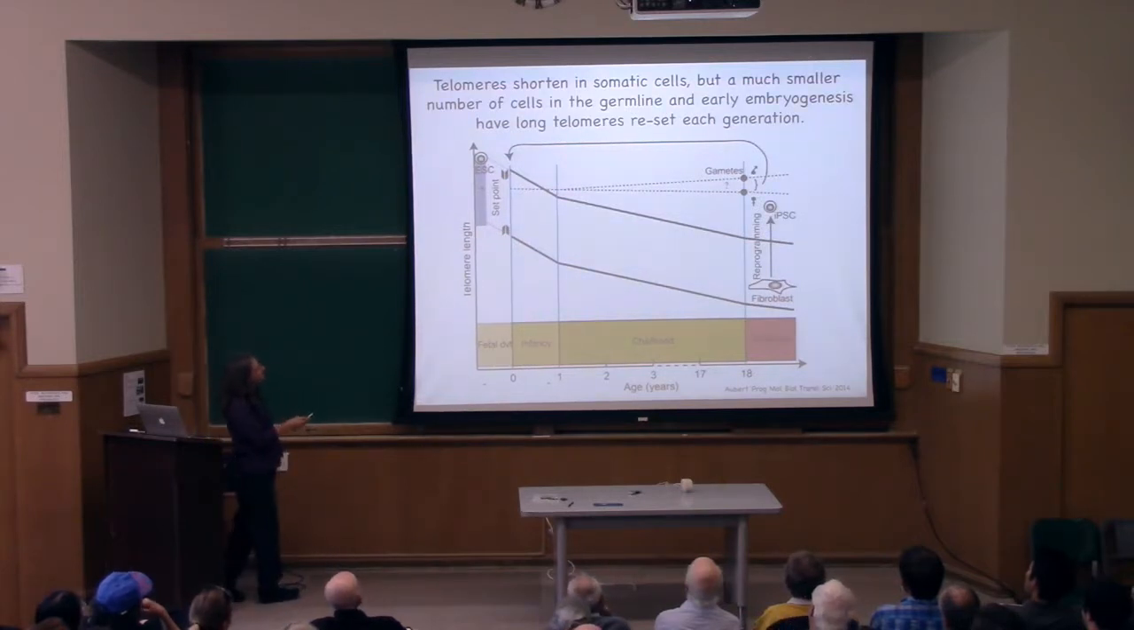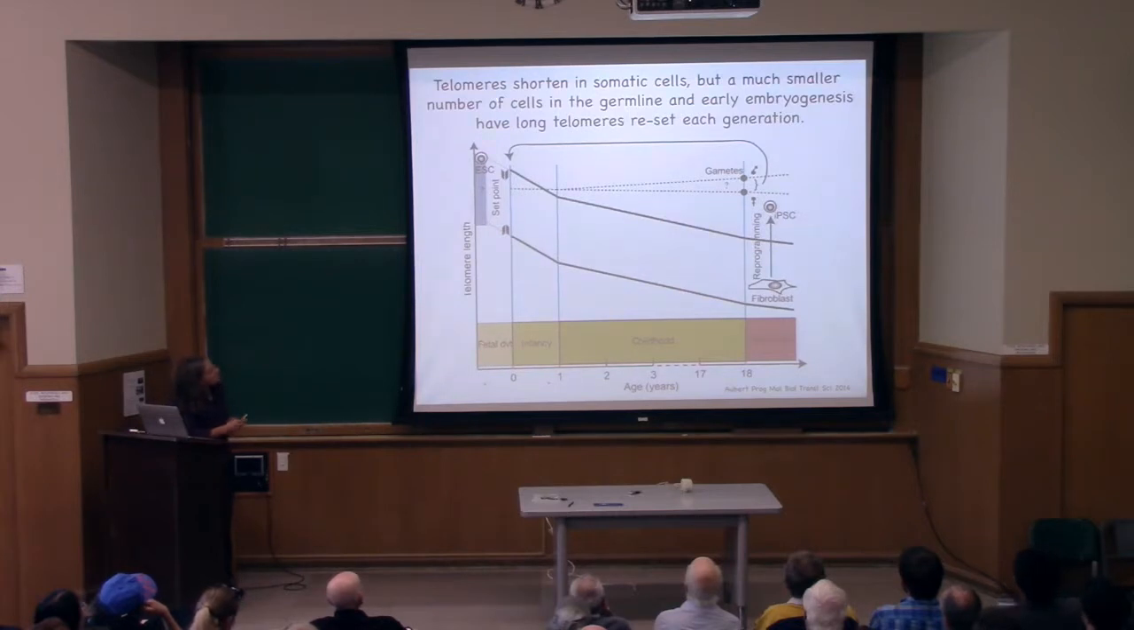So telomeres shorten in human somatic cells. But the much smaller number of cells in the germline and the many, many cells in early embryogenesis gain long telomeres. They reset each generation, unless you're compromising telomeres genetically. And in that manner, telomere shortening can provide tumor suppression.